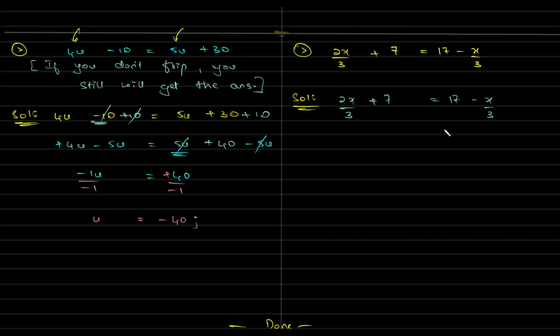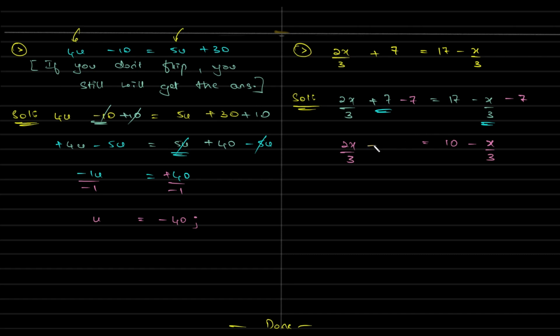I want to solve this. So the very first step is to eliminate 7 on the left, and on the right hand side to eliminate negative x by 3. So I'll add negative 7 both the sides. So we have 2x by 3 is equal to 17 minus 7, that is 10, minus x by 3.